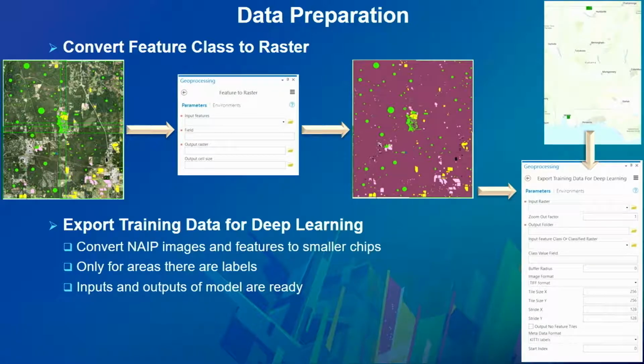From there, we had our mosaic dataset on the top, and then our label converted to raster. Then we fed it to the Export Training Data for Deep Learning tool in Pro. Based on the chip size that you define, it breaks down the imagery into smaller pieces. From there, you can go on to train your model.